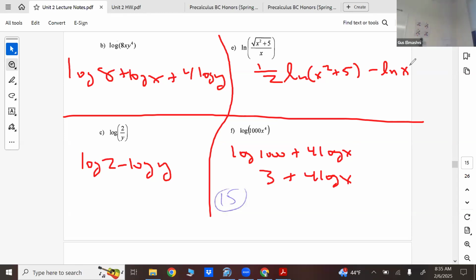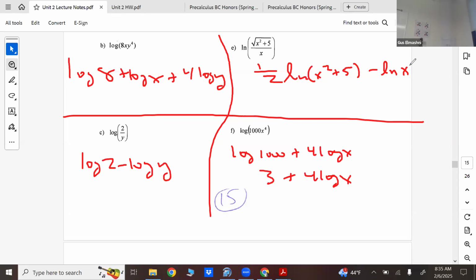Yeah, exactly. So hopefully you guys got those for B, C, E, F. So log 8, log x, log 4, log y. Remember the 4 only goes to the y, not the 8 and x. Here, the 4 only goes to the x, not the 1000. So make sure you're mindful about that. Here the root is 1/2, so you have to convert to a fraction exponent.